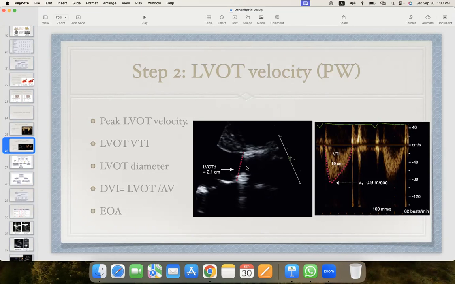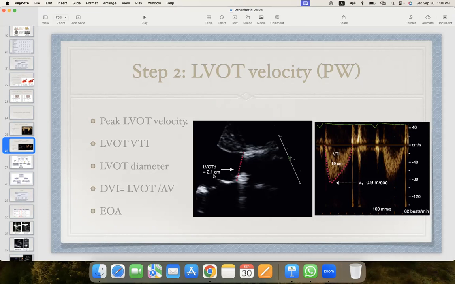You cannot put the sampling inside the valve, because if you sample inside the valve, you will have higher velocity and higher VTI, and you're going to overestimate the aortic valve area. So you need to be careful and measure it before the valve itself.